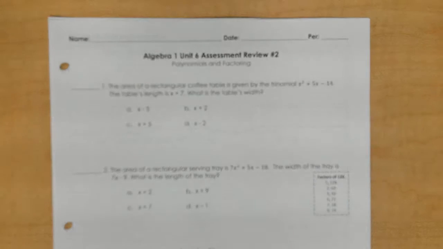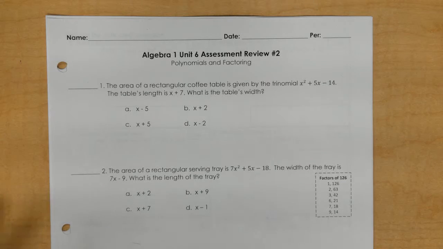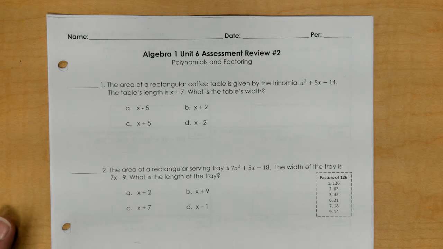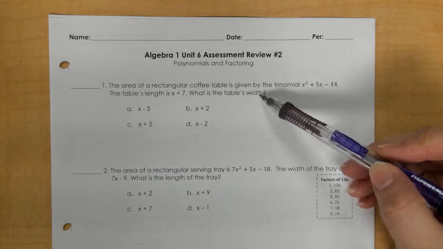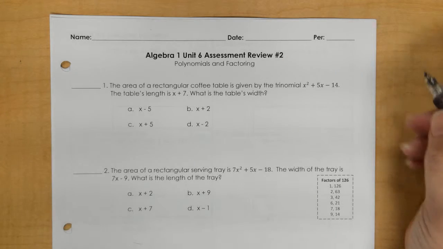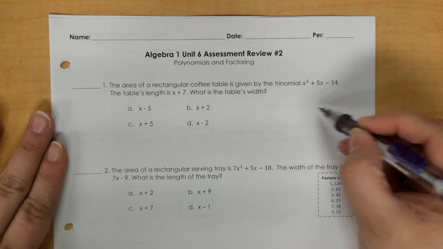For review number 2, number 1 says the area of a rectangular coffee table is given by the trinomial x squared plus 5x minus 14. If you know the length is x plus 7, can you find the table's width? And so first I want to just go ahead and factor this problem.